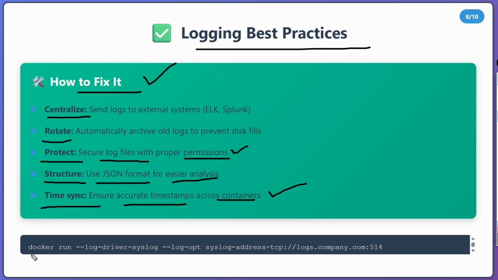So here is one best-practice example command that should be run whenever you are running Docker. This particular command will send container logs to a remote syslog server. It's a great way to centralize your logs and secure them also. It uses docker run with the log-driver option, which is the centralized log mechanism, and log-opt syslog-address, which is the address of the log server.